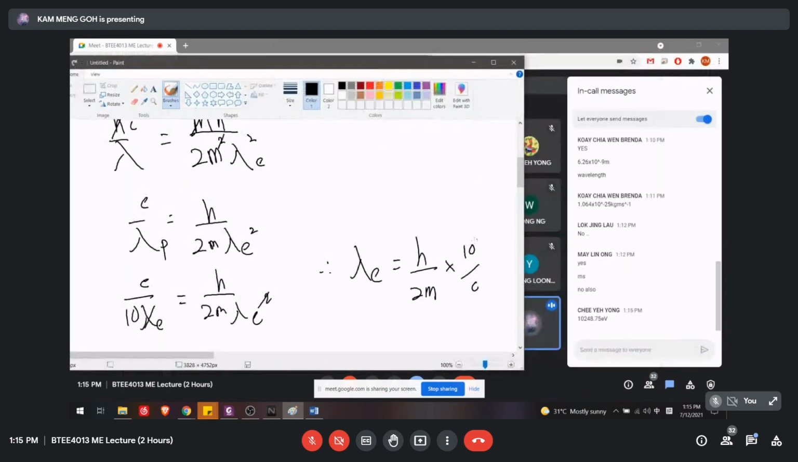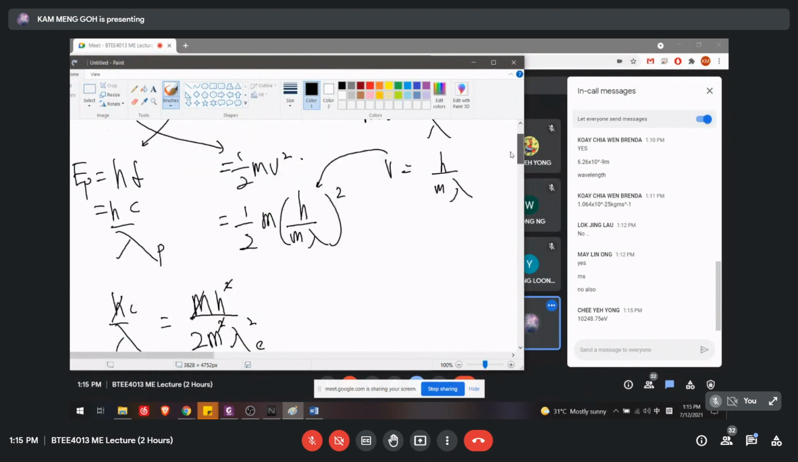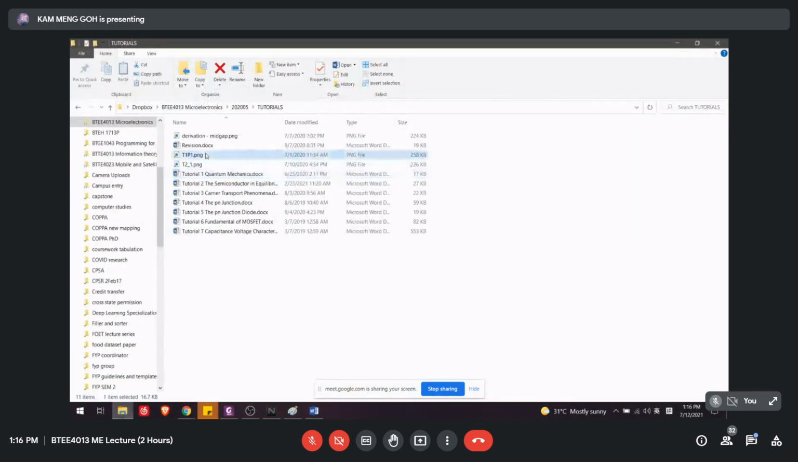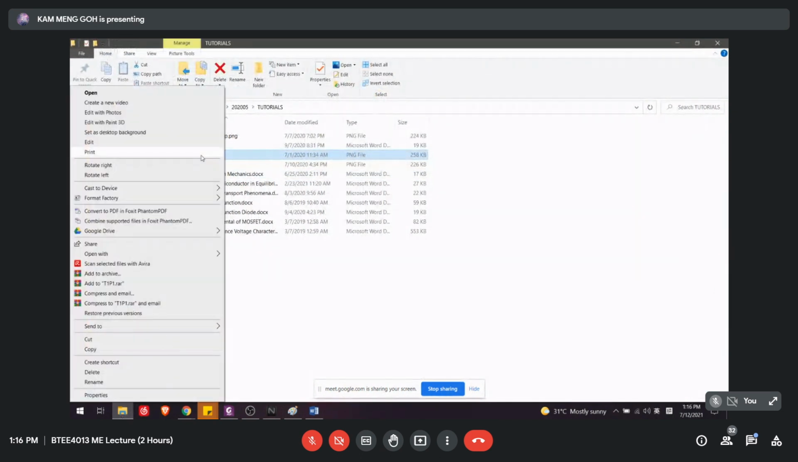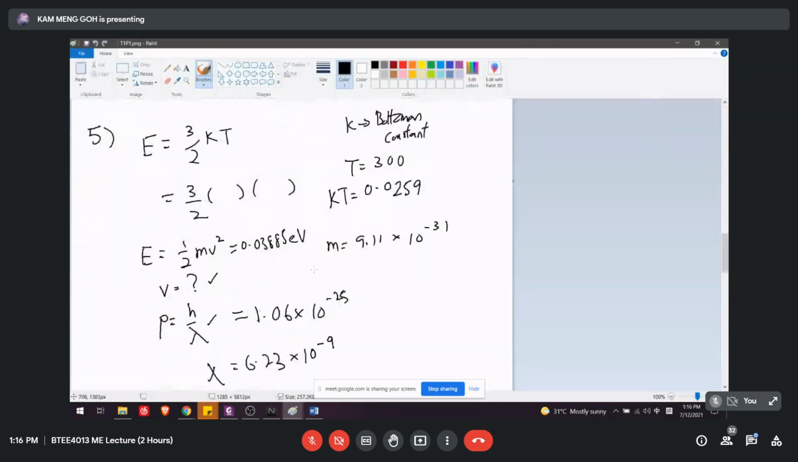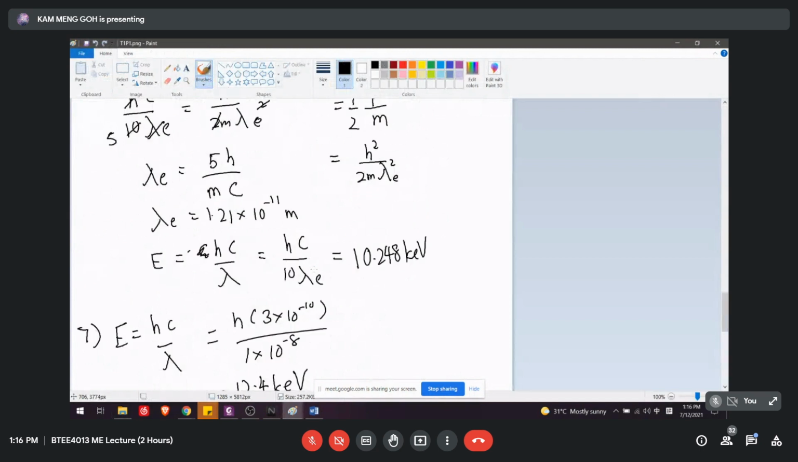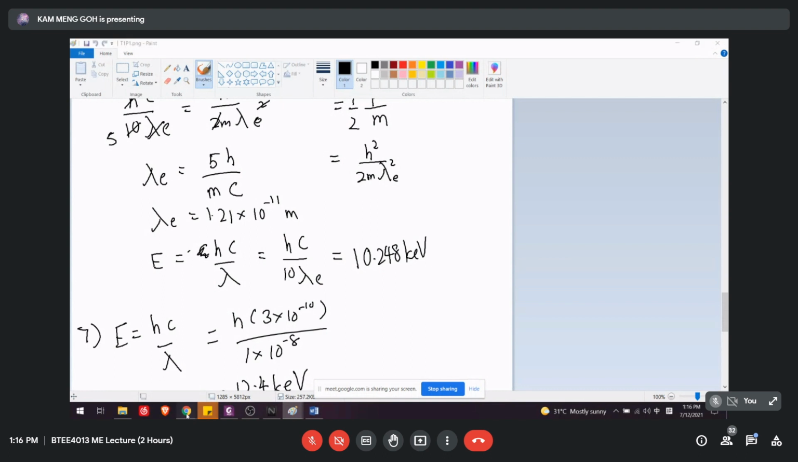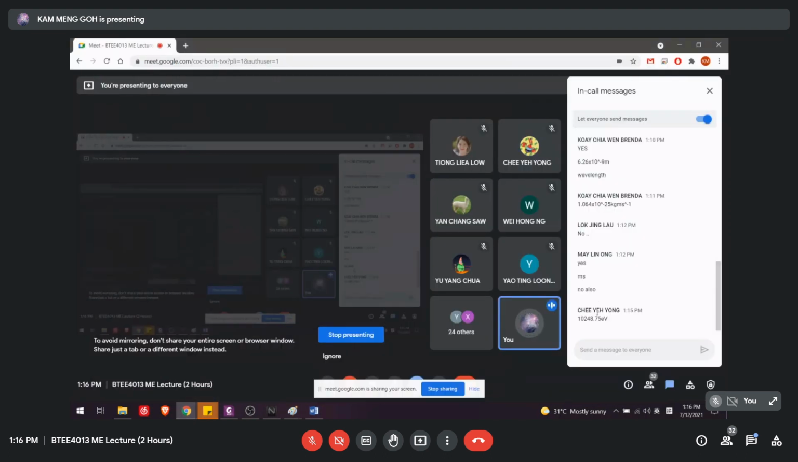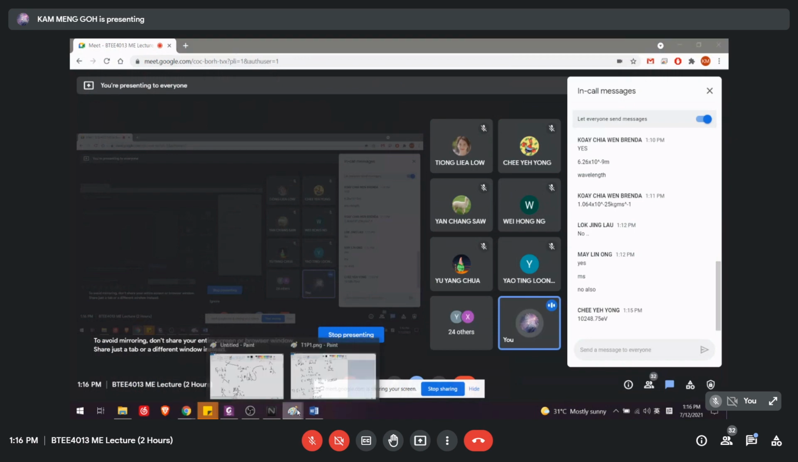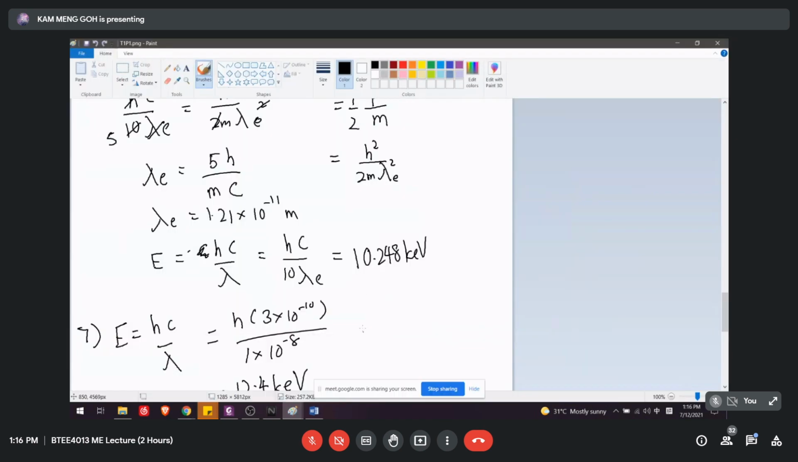So in this case, you can know what your lambda is. After you know your lambda, you can put it back into the value, then calculate the energy. So this is the basic way. So answer wise, let me see what's the answer. Okay, your energy should be equal to 10.248 keV, which is the one given by Yongqi.